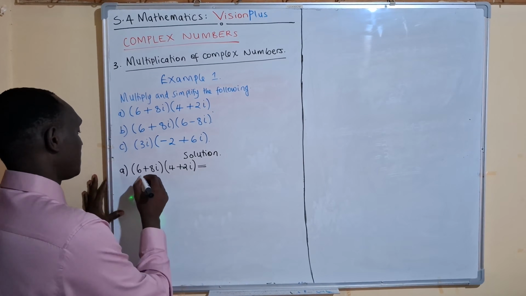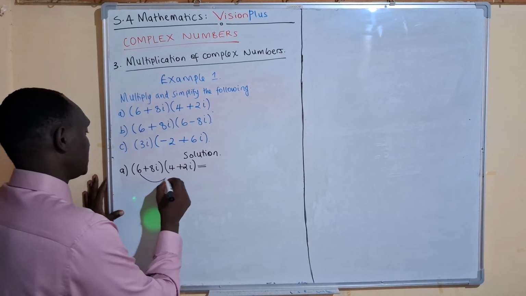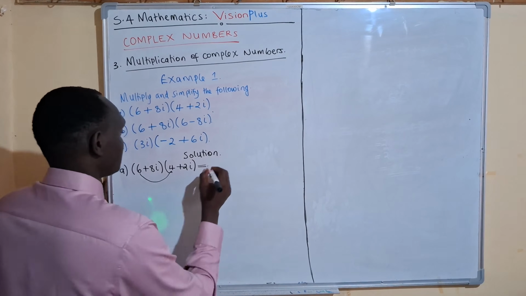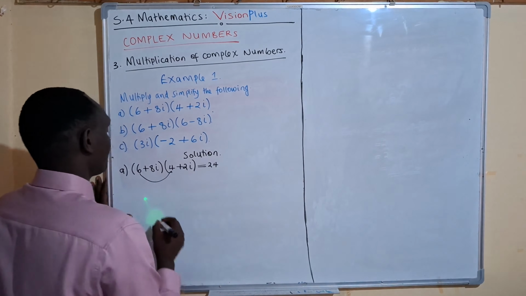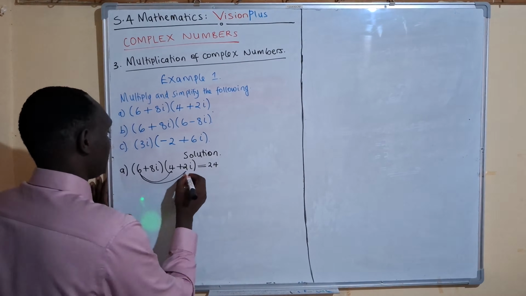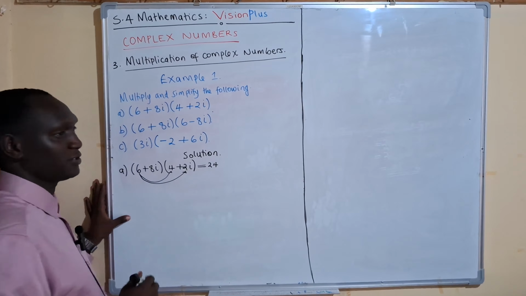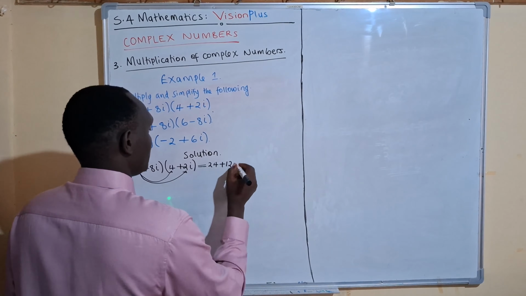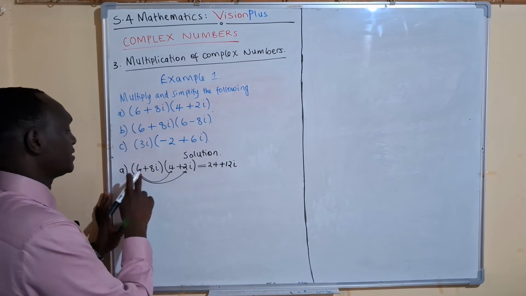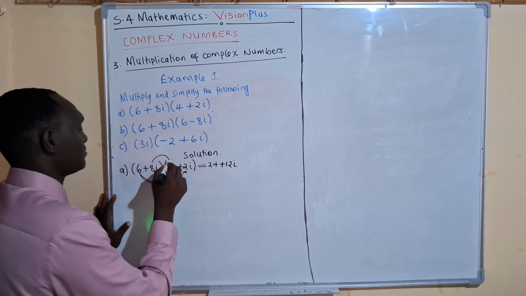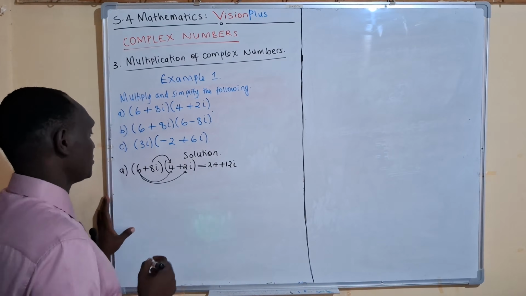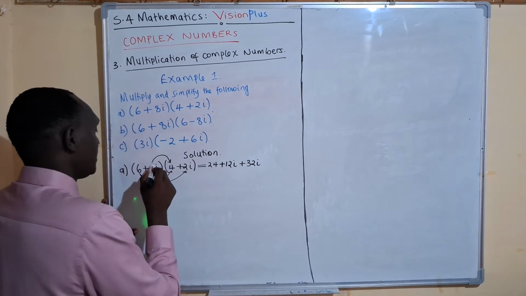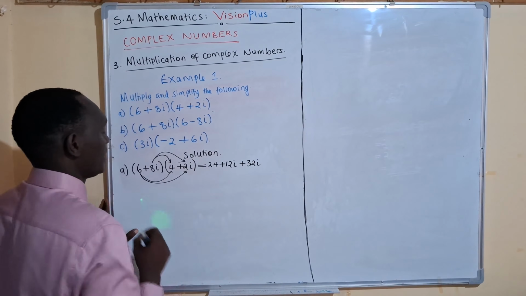So we shall start by saying 6 times 4. Press the calculator. 6 times 4 is 24. And then again 6 times 2i. 6 times 2i is 12i. So we shall say here plus 12i. Now we are done with 6, so we go to 8i. 8i times 4 is 32i. And again this 8i here times 2i.